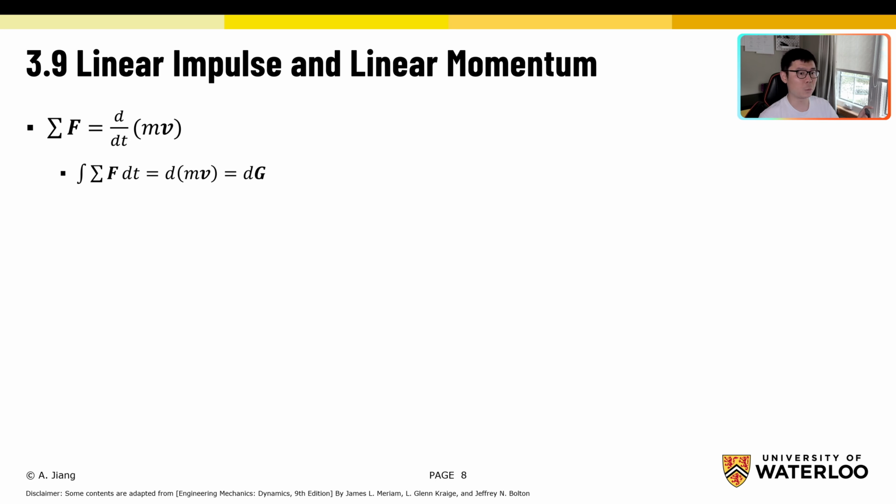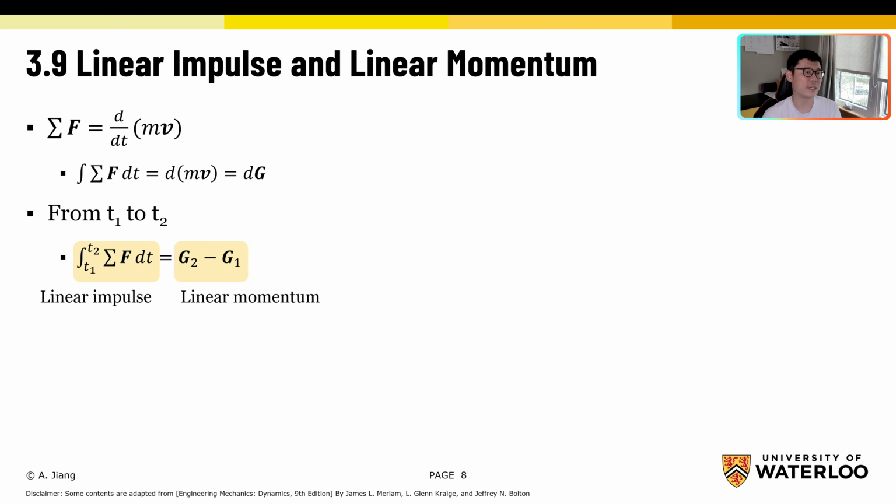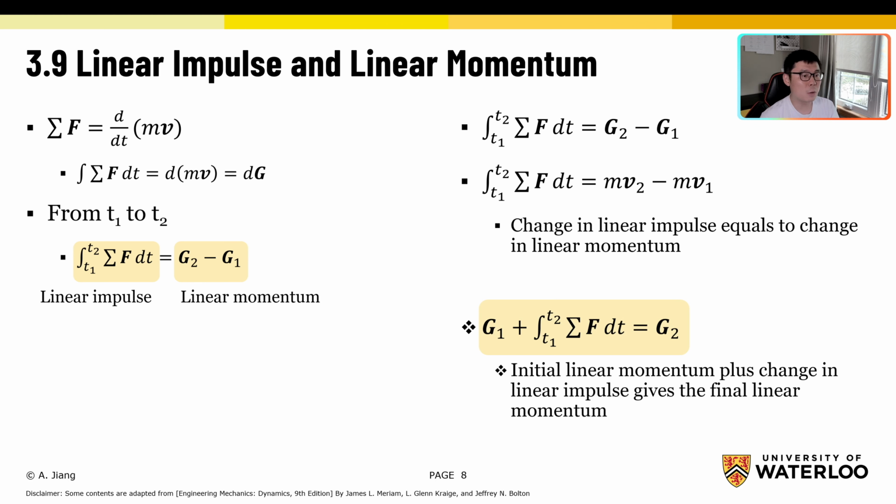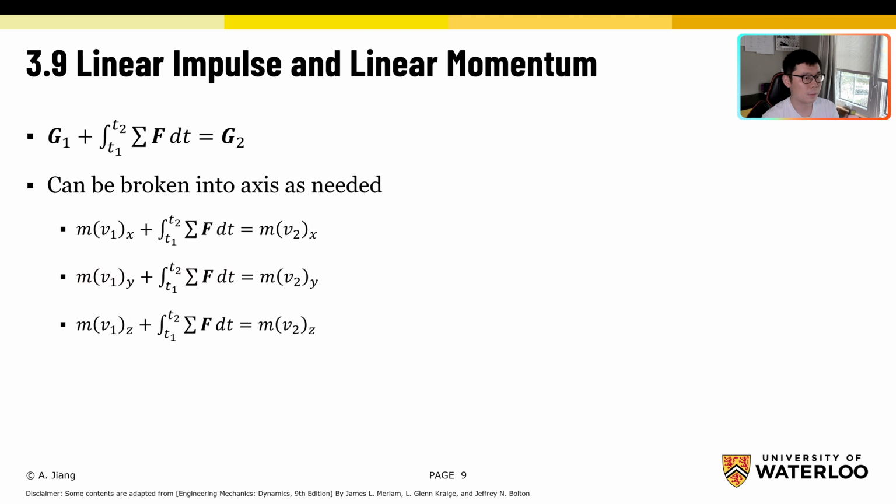Going back to the equation we have obtained, we can integrate this equation from time t1 to t2 to reveal the change in linear momentum during that time. As a result, we end up with this new equation we can use to calculate change in linear momentum. This equation tells us that the linear impulse equals the change in linear momentum. Or, rearranging it, we can say that the linear momentum plus the linear impulse gives us the final linear momentum. Same thing as before.